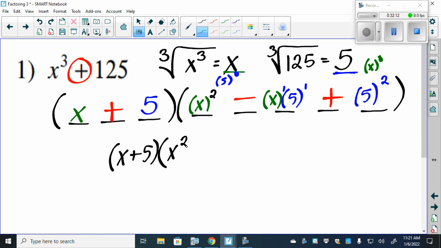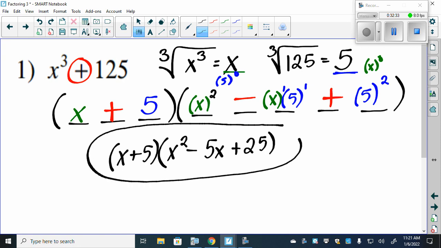Minus. In the middle, we have x times 5, which is 5x. Plus, our last one is 5 squared, and 5 squared is 25. And that's it. That's all we have to do for this here. A little bit easier than y'all thought that was going to be.